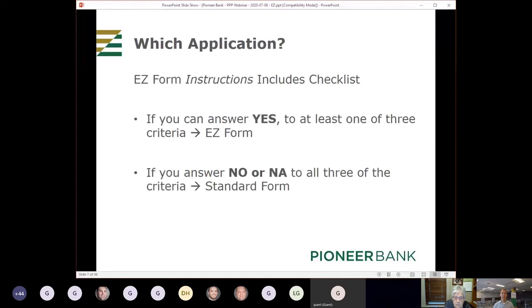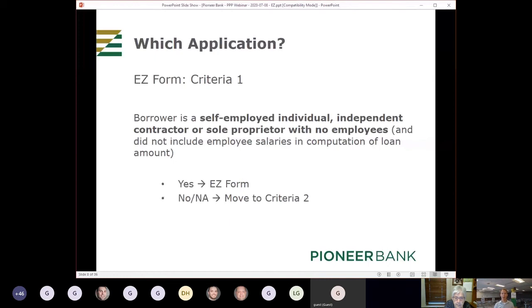If you cannot say yes, or you say no or NA to all three of them, then you need to use the standard form. And so we'll do kind of a quick run through of what those criteria are.